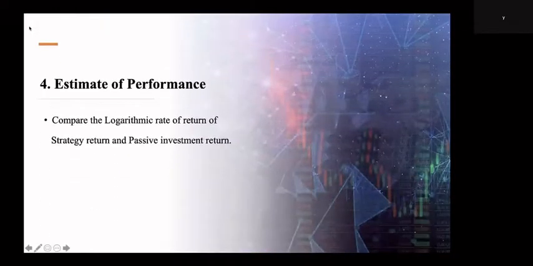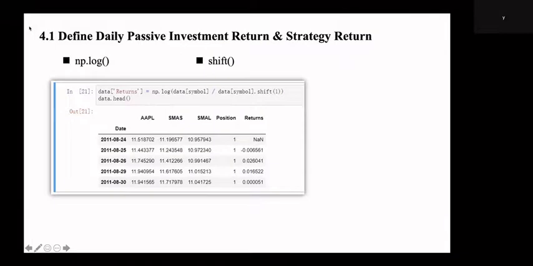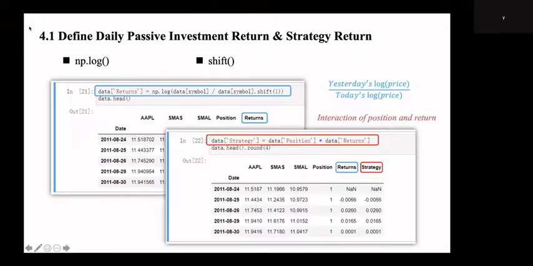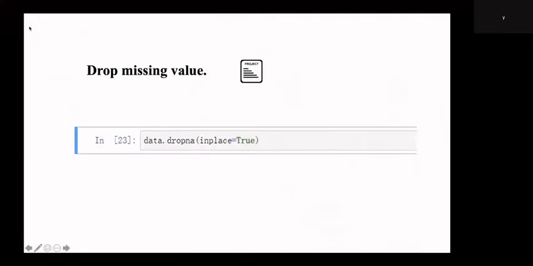So since we have got our positions, it is now the time to figure out whether our strategy is actually working or not, and we will check this by comparing the logarithm rate of return. So for the passive investment return, let yesterday's return be the numerator and today's return be the denominator by using the NumPy log and shift. And for the strategy return, it will be the interaction of position and return by simply multiplying position and return, which means that when position is at 1, strategy return is the passive investment return, and when position is at 0, the strategy return doesn't change.